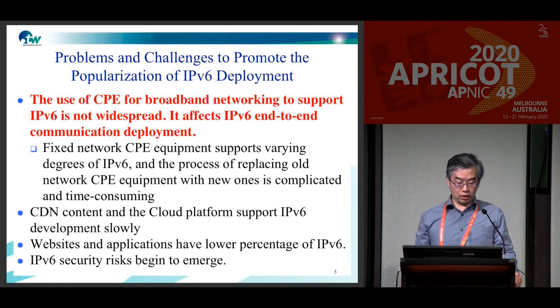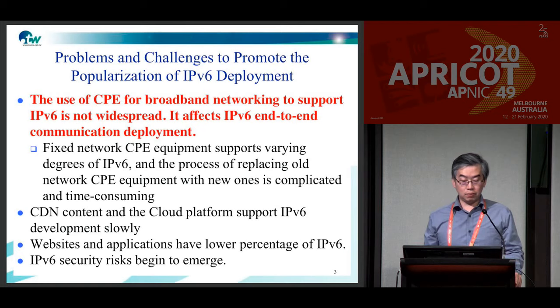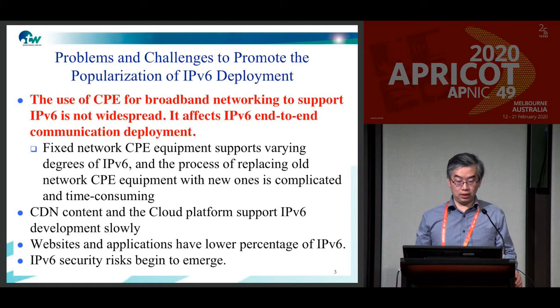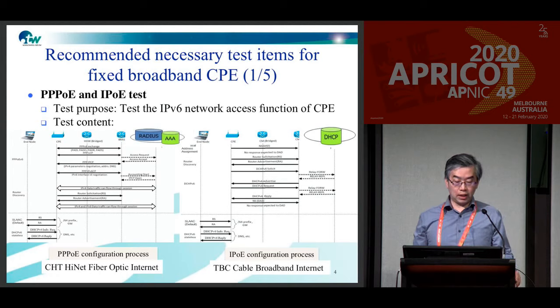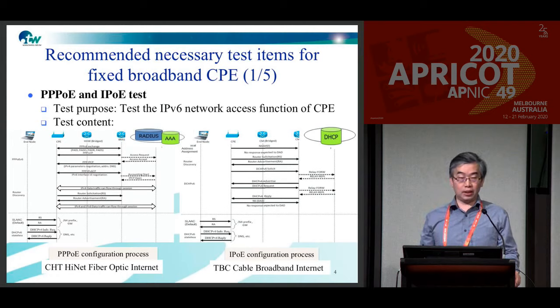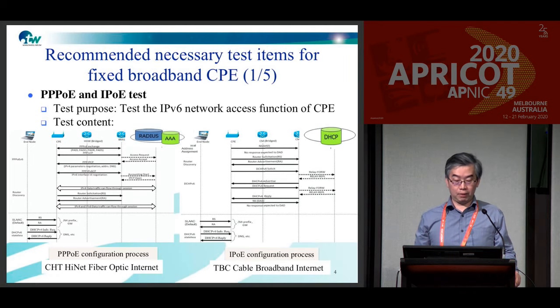Besides, IPv6 security risks begin to emerge. And this presentation is focused on the CPE problem. We have some recommended necessary test items for fixed broadband CPE. The first one is to test the IPv6 network access function of CPE by PPPoE and IPoE. Because in Taiwan, Chunghwa Telecom fiber optical internet is using the PPPoE configuration process, but the cable broadband internet is using the IPoE configuration process.